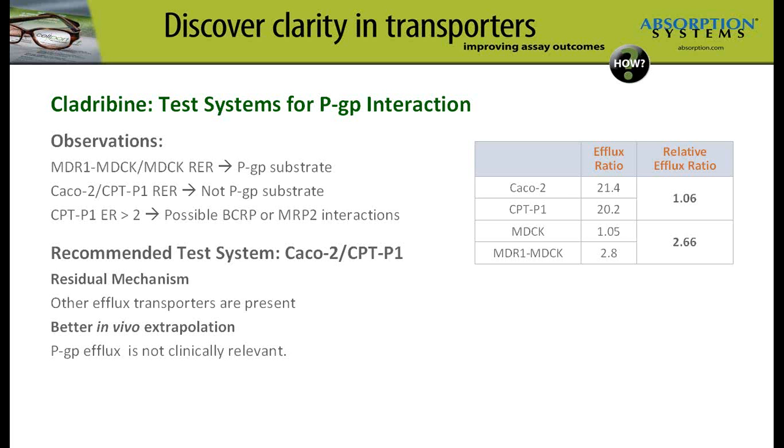In the clinical environment, cladribine didn't show any PGP-related property. However, it does interact with BCRP. The cladribine in vitro systems show it to be a non-PGP substrate in Caco2 systems. In this case, Caco2 over CPT-P1 displays a better in vitro in vivo correlation.